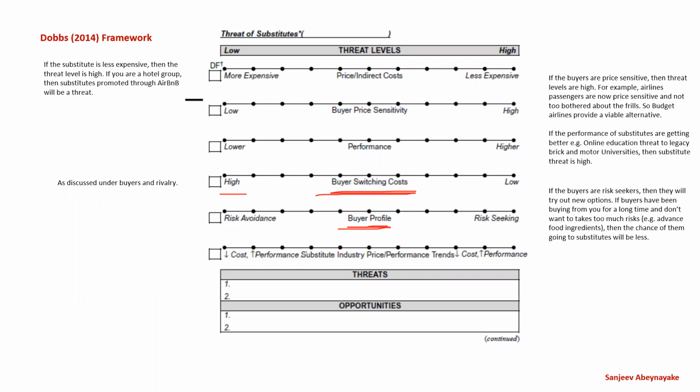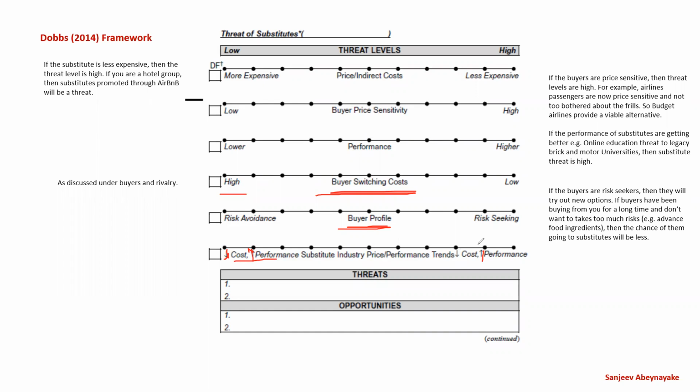And overall, if the cost is going down in your industry and the performance is going up for your product, then the substitute industry will have a problem because their cost might remain the same. But if in your substitute industry the cost is going down and performance is going up vis-a-vis your industry, then you have a problem. That means that industry is becoming increasingly attractive over a period of time. So therefore, that might be an issue.